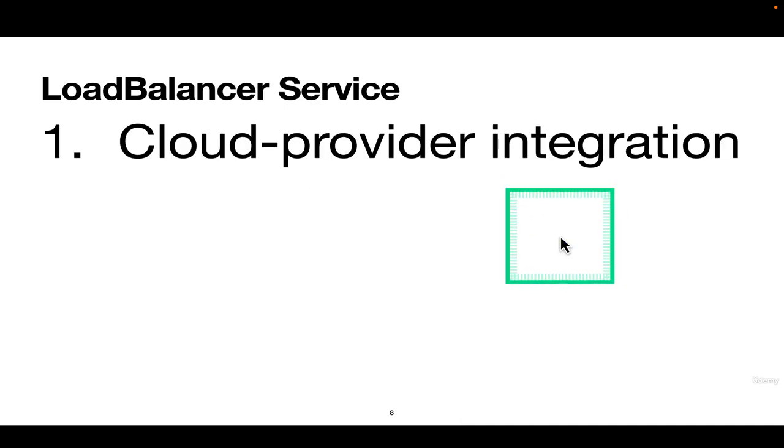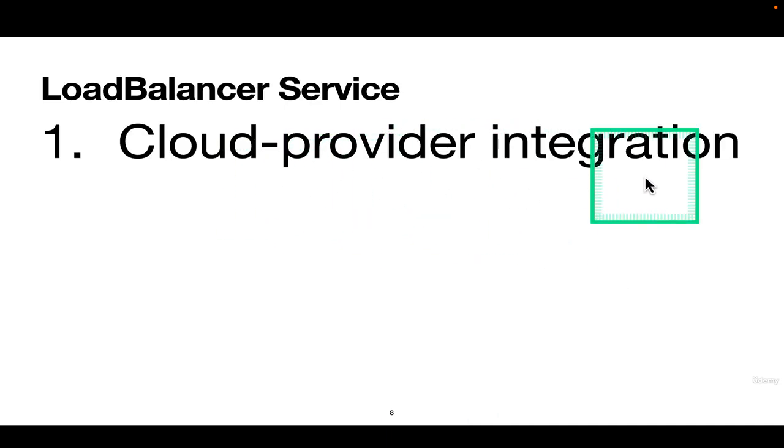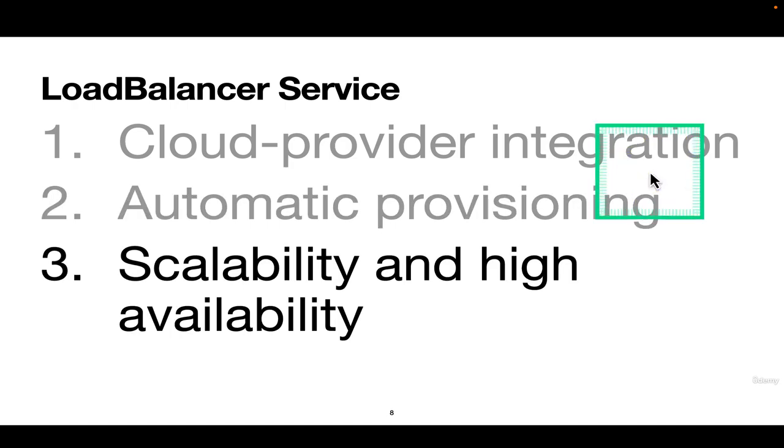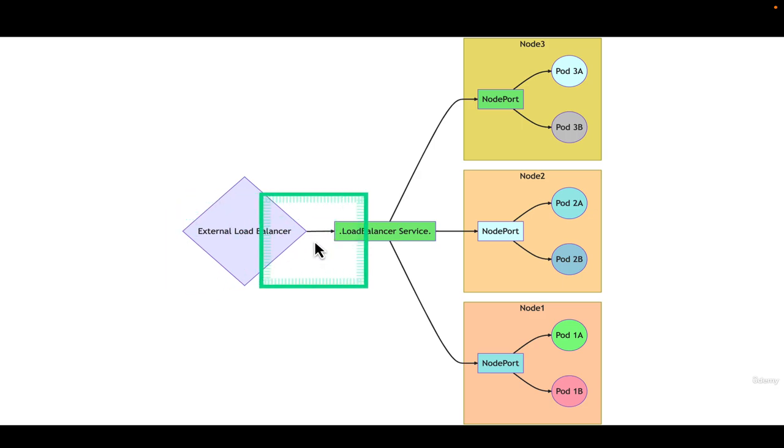LoadBalancer service: cloud provider integration. The LoadBalancer service type is designed for integration with cloud providers' load balancers, such as the AWS Elastic Load Balancer or Google Cloud Load Balancer. Automatic provisioning: with LoadBalancer services, the cloud provider automatically provisions and configures the external load balancer. Scalability and high availability: the LoadBalancer service provides scalability and high availability by distributing incoming traffic across multiple cluster nodes and pods.